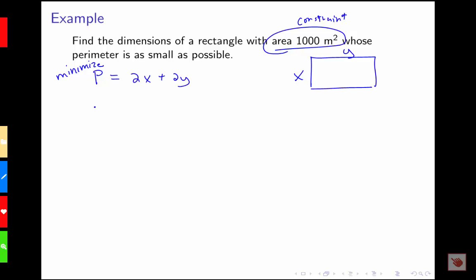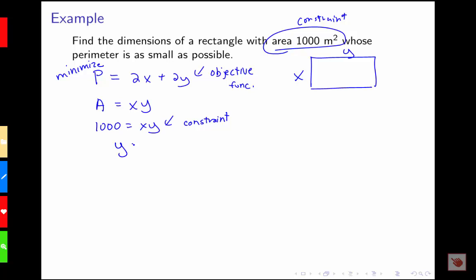Given that information, we know that area has to equal xy, or that in fact 1000 has to equal x times y. So we've got this as our objective function, and this is one of our constraints, and now we want to use that constraint to get our objective function in terms of just one variable.